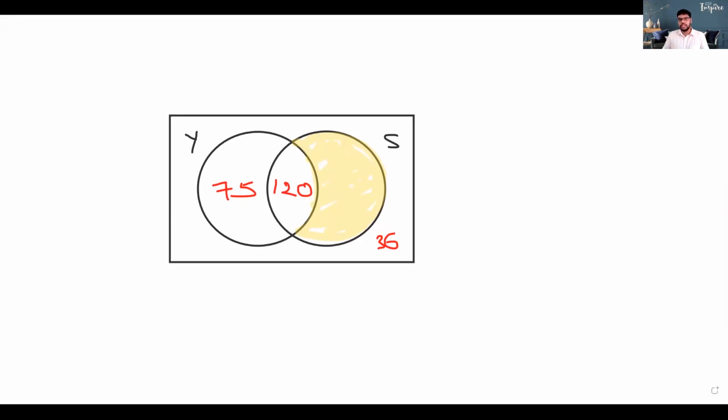Now you can do this, children, because it tells you very clearly that the number of tourists who went to only Yala. Yes, we'll ask the students to give the answer, because I want to see whether they understood the previous question.